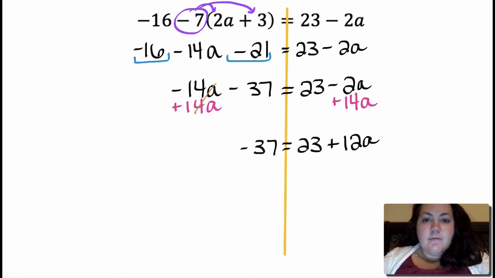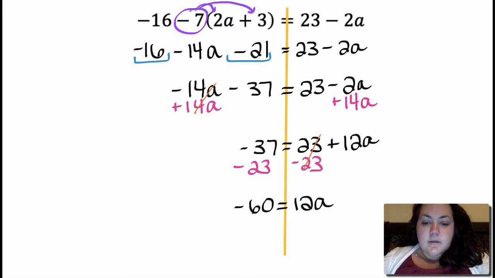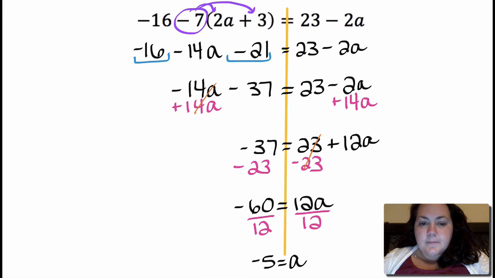So I have negative 37 equals 23 plus 12a. I'm going to get the 23 out of there by subtracting it on both sides. Negative 37 minus 23 gives me negative 60. So negative 60 equals 12a. I want to get a by itself, so I'm going to divide both sides by 12. I get negative 5 equals a.